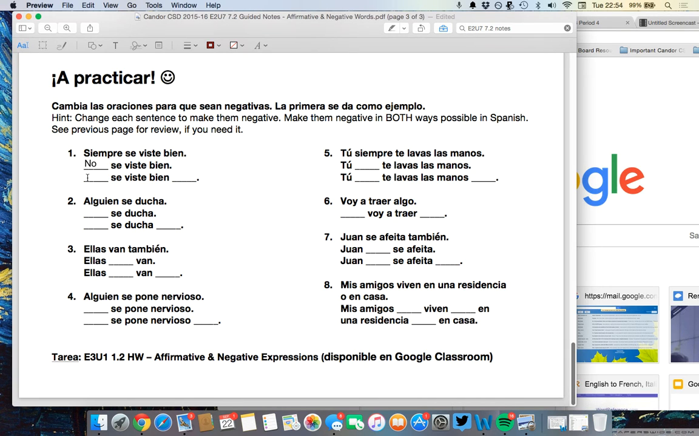And if we really want to be super, super clear and be a big jerk, we're going to say, no se viste bien. And not only do they not dress well, but they don't dress well ever, right? So no se viste bien. Never. They don't never dress well. They don't dress well never. Okay? So see what you guys can do with that.